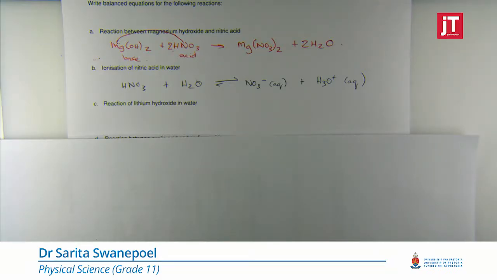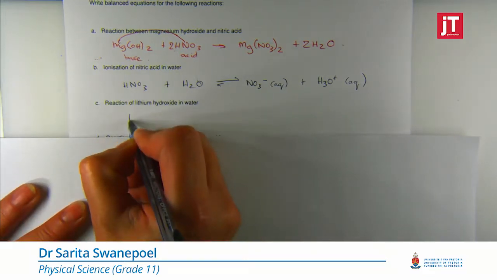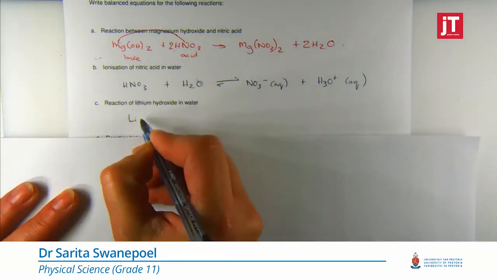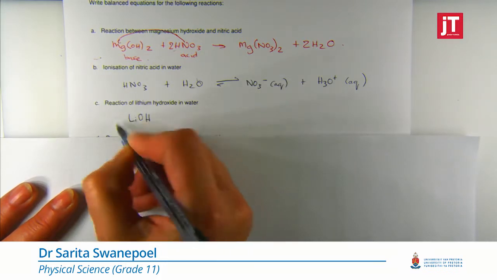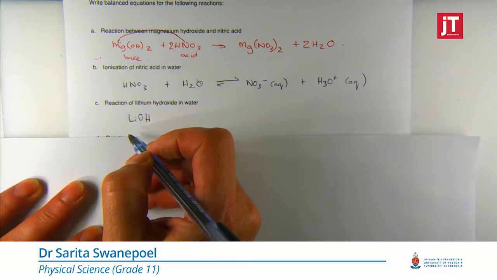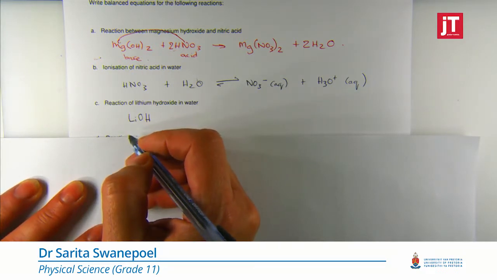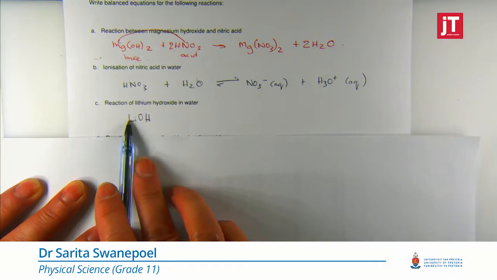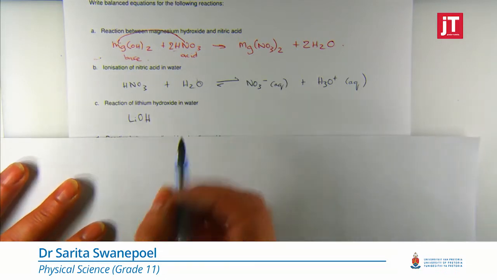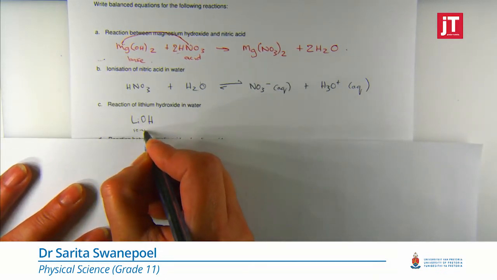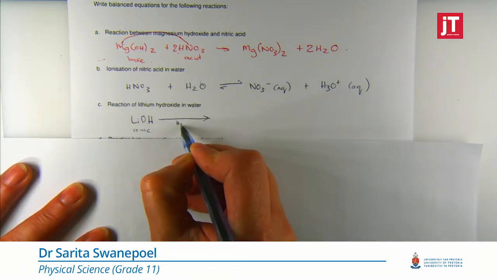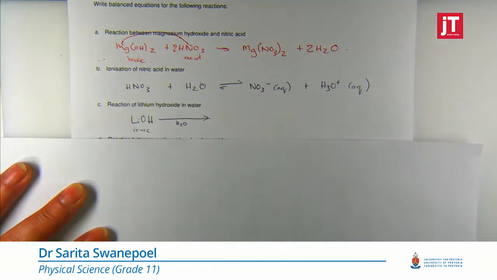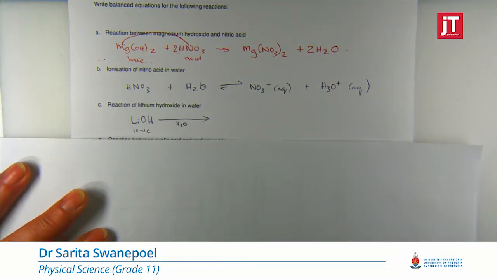Let's look at number C. Lithium hydroxide. Lithium being 1 plus, hydroxide being 1 minus, right? In water. What do I know about lithium hydroxide? It's a strong base, and it's metal and non-metal. It tells me it's already ionic. So for this one, don't put water in your equation. Just put water underneath the arrow. It's not going to react with water.